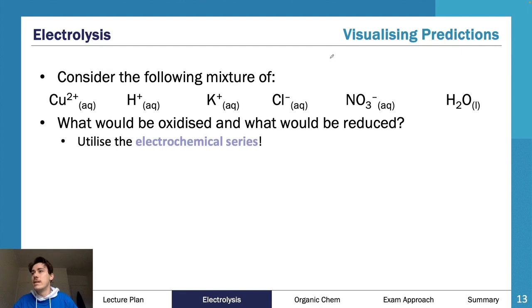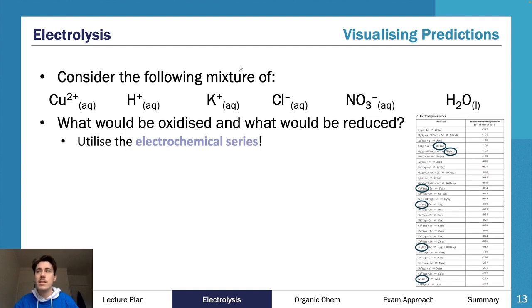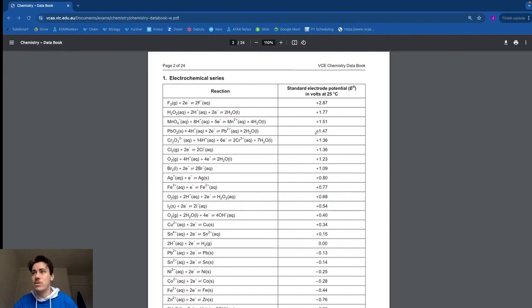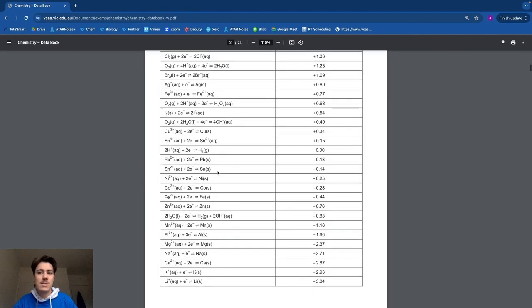So let's now consider all of these products. Let's just say that we have a mixture of all of these things in our container. And once again, I do have the old electrochemical series. This is the new one, by the way. You can see here, there are very, very little changes.